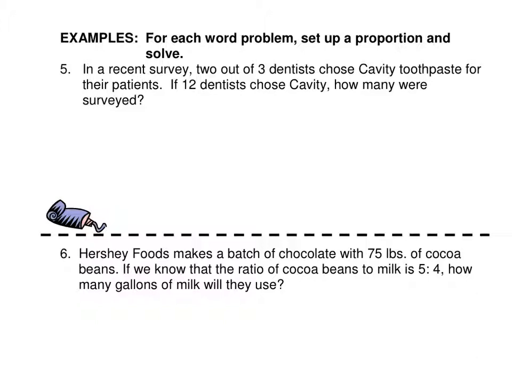Now we're going to do some word problems, which aren't hard. We just need to be able to set them up. So in a recent survey, 2 out of 3 dentists chose cavity. So 2 out of 3 chose cavity. The top number represents choosing cavity, and the bottom number represents the total.